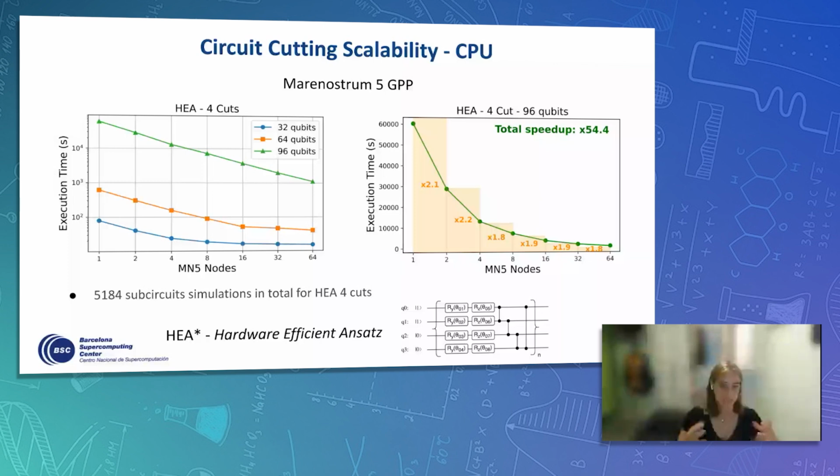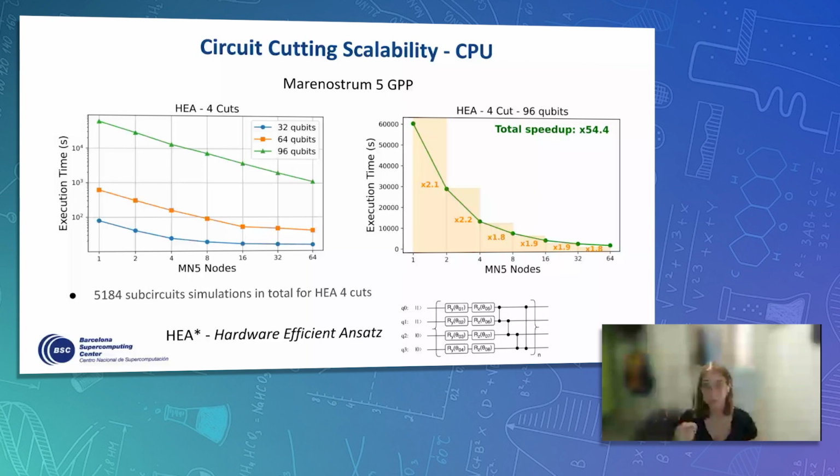Also, here in the graph on the left first, we have the Mare Nostrum nodes. That means how many resources, how many nodes, we have to execute each example. As we can see, one of the most important parts of our paper was seeing that every time we doubled the number of nodes, the execution time was cut by half.